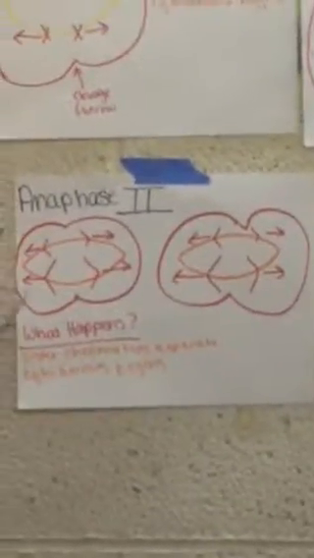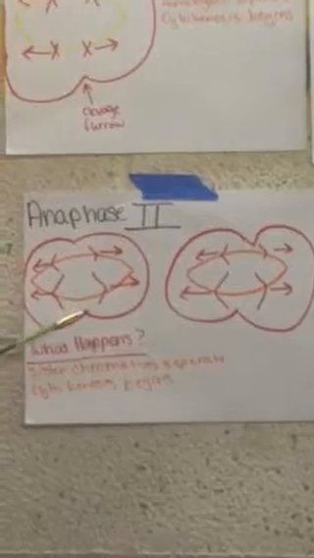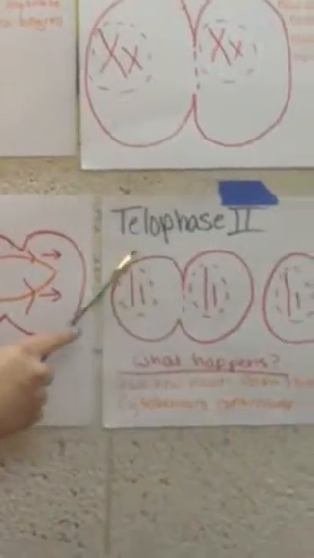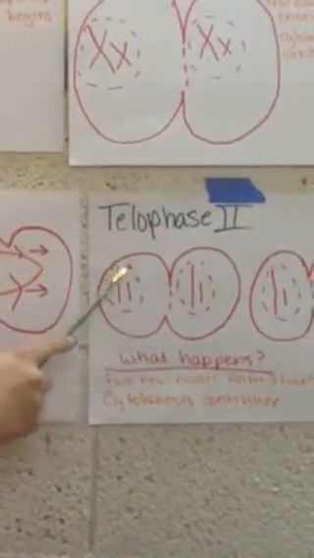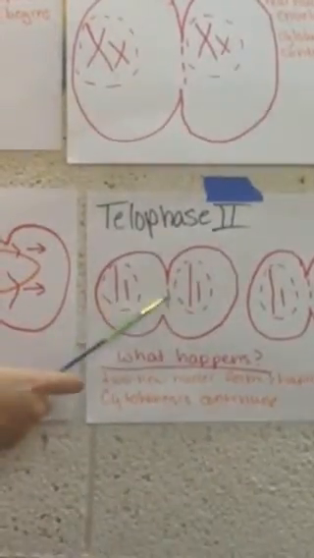Anaphase 2. This is when sister chromatids separate and are pulled to opposite polar ends of the cell by the spindle fibers. This is also when cytokinesis begins. Telophase 2. This is when two new nuclear envelopes form for the haploid cells. This is also when cytokinesis continues.